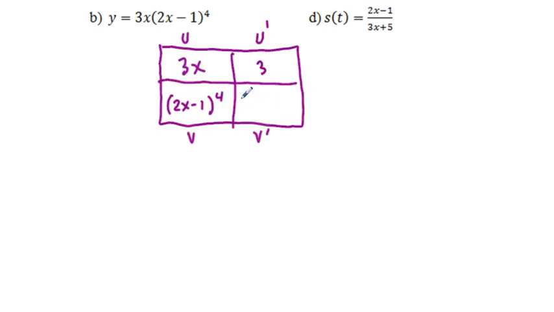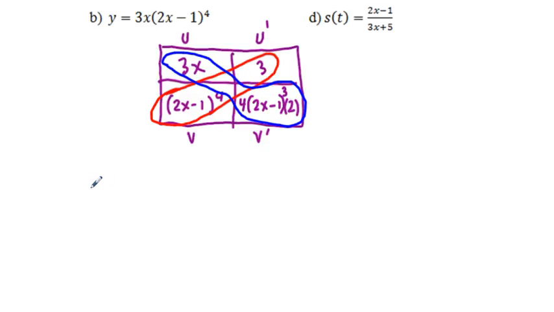and V prime is going to be 4 times quantity 2x minus 1 to the power of 3 times the derivative of the inside, which is 2. I'll just put this 2 in parentheses. So to find the derivatives in the product rule, we're going to take 3 times this plus 3x times this.